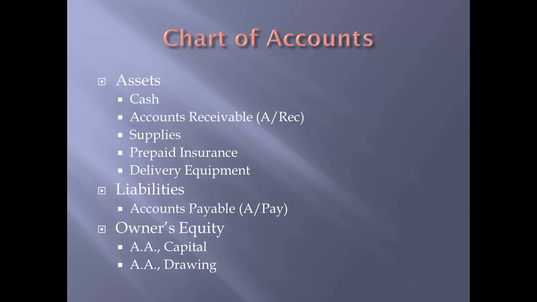To review, this was the chart of accounts that we had used in that first part. We had looked at some of the assets, which are the things that the company owns. We had looked at the liabilities, which are the things that the company owes out. We only have one liability account, accounts payable, which is when we owe out to a vendor. And we had looked at owner's equity accounts. We have 2 of those, the capital and the drawing account.